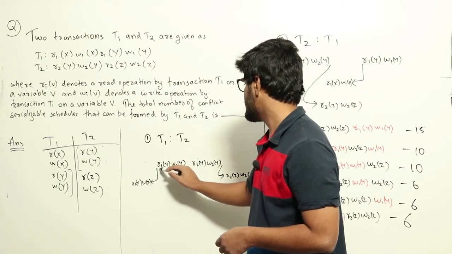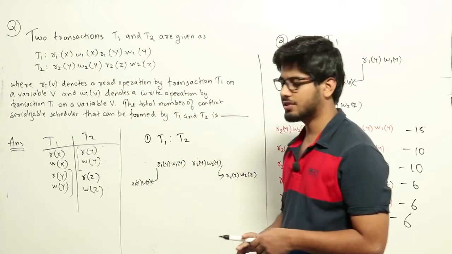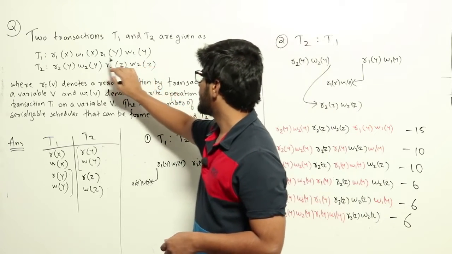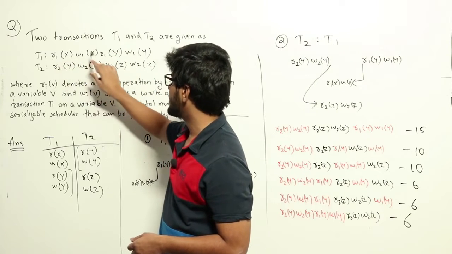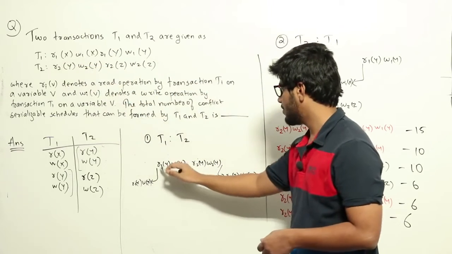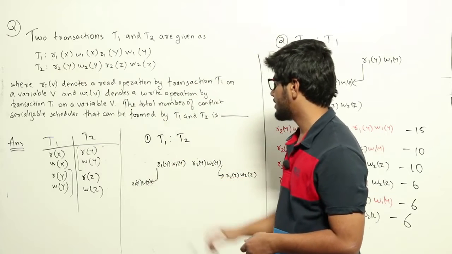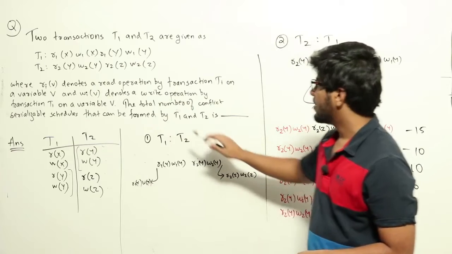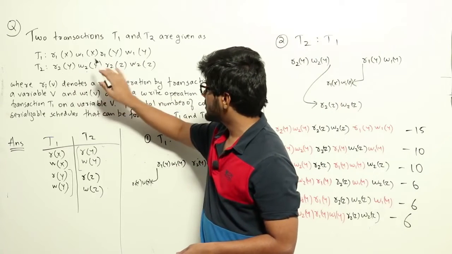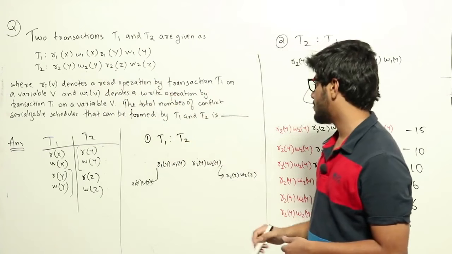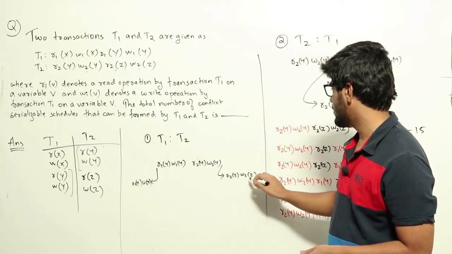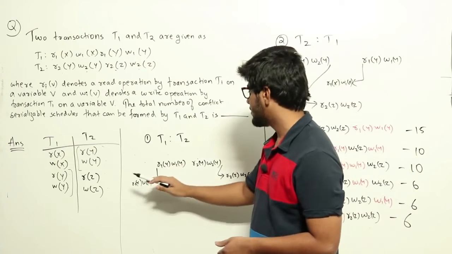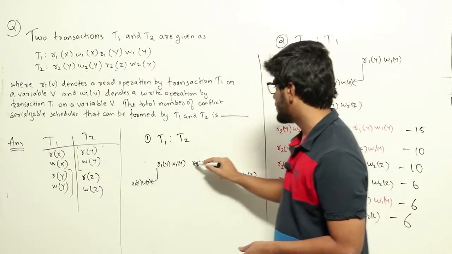So first read 1 of Y and then write 1 of Y should appear. If you look at T1 here, read 1 of Y, write 1 of Y appears here, and before that only read of X and write of X happens. So before this, read 1 of X and write 1 of X should happen. Similarly, read 2 of Y, write 2 of Y is appearing here. After that only read 2 of Z and write 2 of Z should appear. So there is only one way of doing it. There is only one schedule which will have these four in this order.